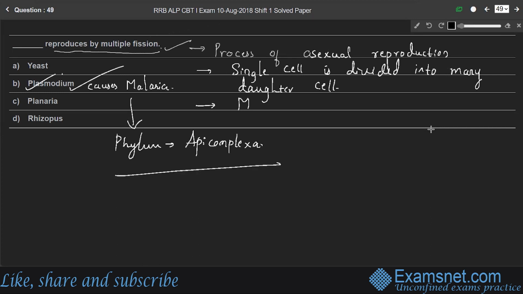So it's a eukaryote, right? Unicellular eukaryotes that are obligate parasites of vertebrates and insects. So these plasmodium are therefore. So option B.